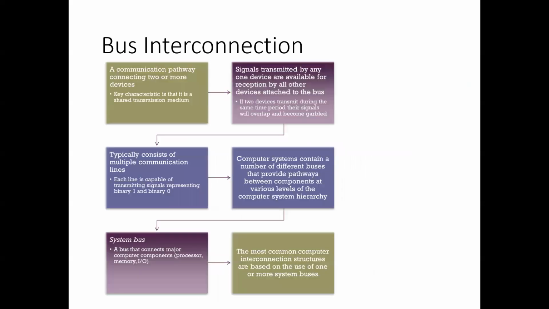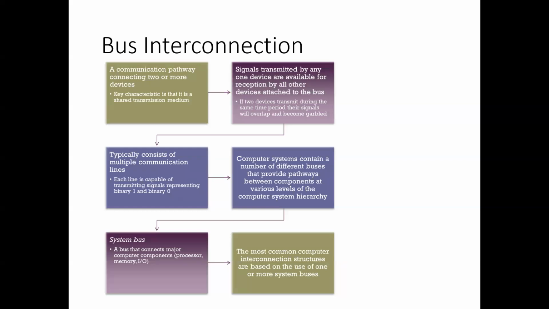So let's talk about bus interconnection. The key characteristic is that it's a shared transmission medium. Signals can be transmitted by any one device. They're available for reception by all other devices that are attached to the bus. If two devices transmit during the same time period, their signals will overlap and become garbled. So only one can control the bus at a time.